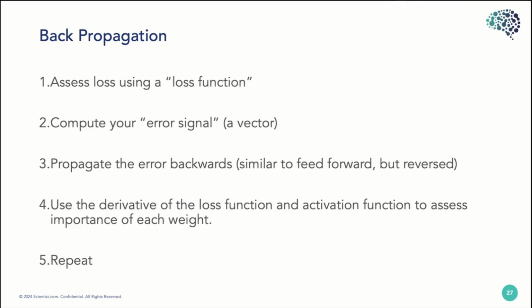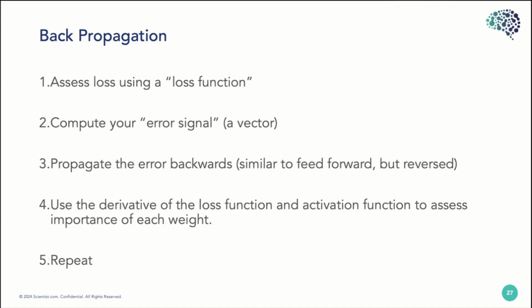From that number, you're going to compute an error signal. The job of the error signal is to allocate different portions of that error to different portions of your network. Specifically, we're going to allocate different amounts of that error to different nodes in your output layer. So you're going to end up with a vector that is the same size as your output layer.